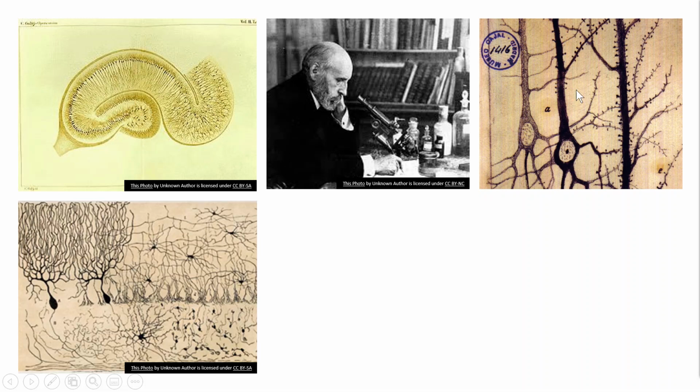Cajal was very fascinated by what he was seeing under the microscope, that he inferred a line of communication. He thought that some areas of the cells that he was seeing, these are Purkinje cells in the cerebellum, would receive information, and then a single process coming off of that would send information.